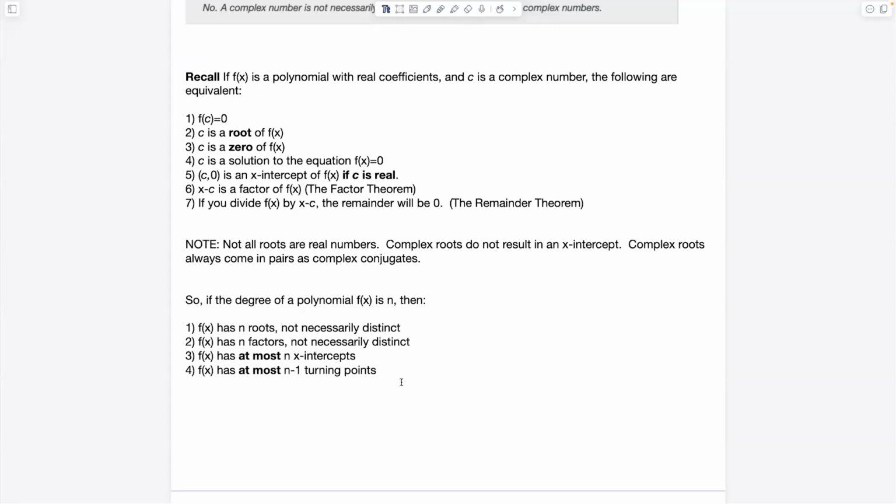And then polynomials, they curve, right? They have those turning points, those local highs and lows. A polynomial of degree n will have at most n minus 1 turning points. So a third degree polynomial could have at most 2 turning points. That's a good place to stop.